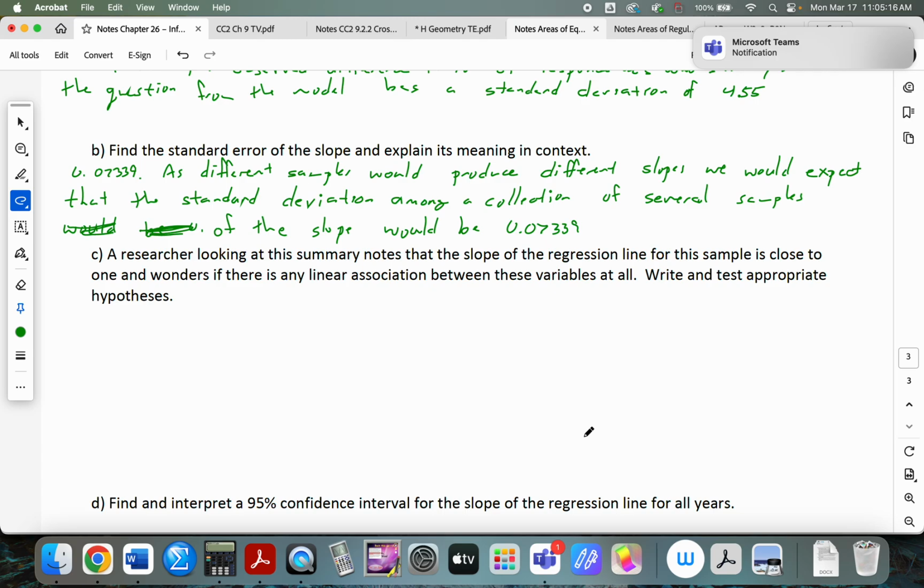Our null hypothesis is that beta, which is the slope, is equal to 0. If the slope is 0, that means as the years change, the percentage of people who would answer yes to the question never changes. So although it does make a line, there's no real relationship between the two. And our alternative is simply that beta is not 0.